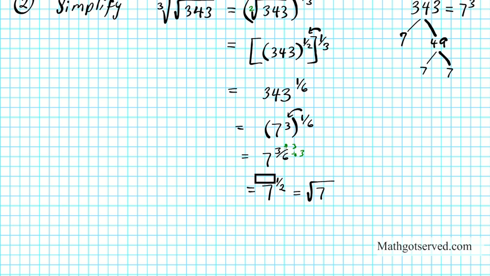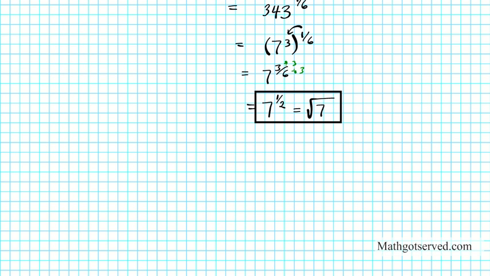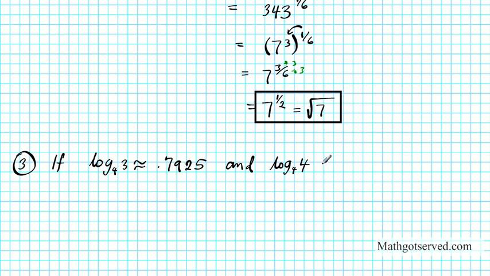Okay? All right. Now let's move on to question number 3. For question 3, we have the logarithmic problem: if log base 4 of 3 is approximately 0.7925 and log base 4 of 4 is equal to 1, find log base 4 of 48.